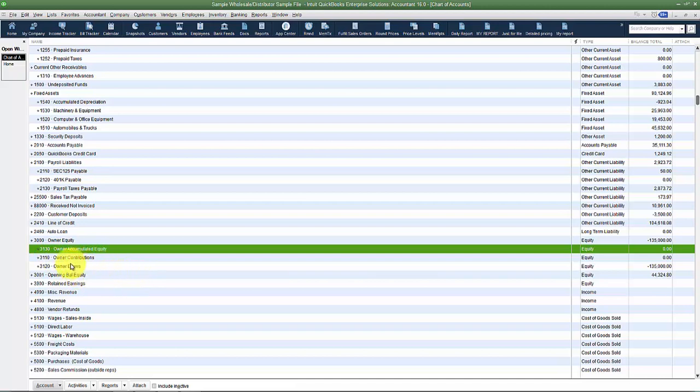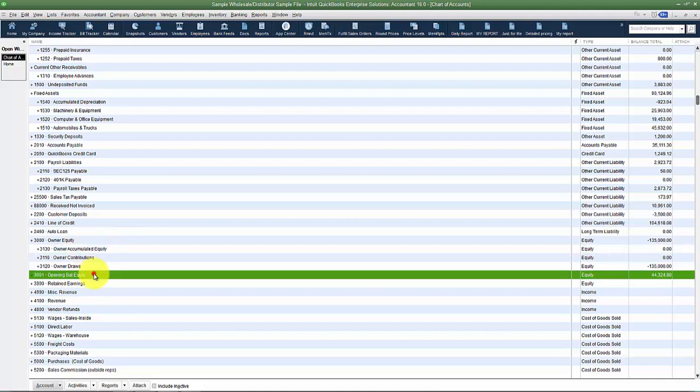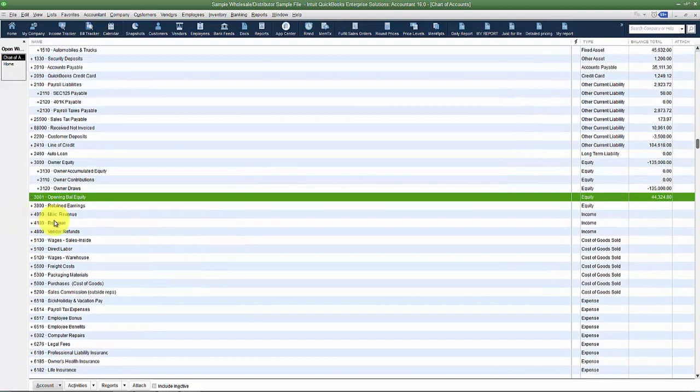And then what happens is the contributions and draws run throughout the year. And then once a year, we zero those out and move them into accumulated equity. So it basically shows the retained earnings. We also zero out retained earnings and separate it into the different owners' equity based on their percentage of ownership. Okay. Opening balance equity should be left alone outside of an account. It should never have a balance. So we always want to get that opening balance equity down to zero.